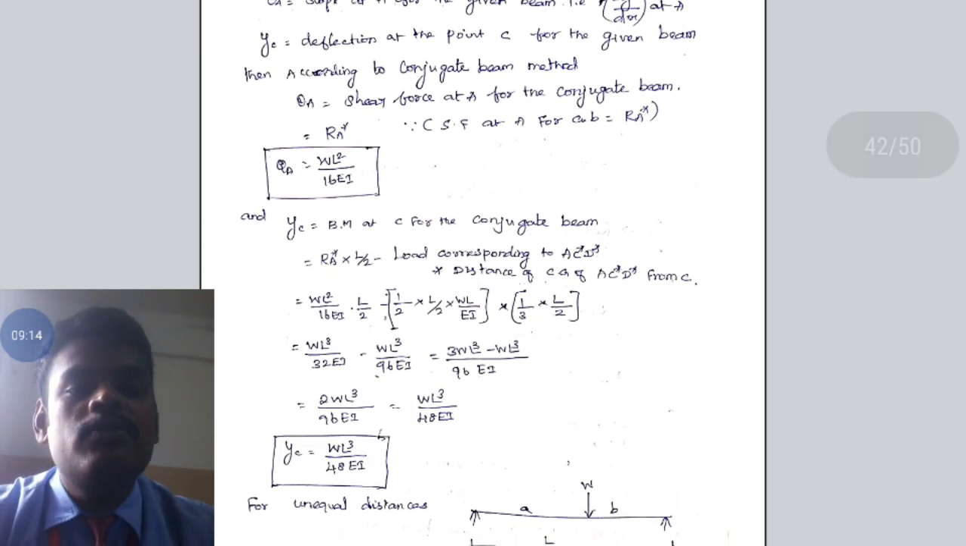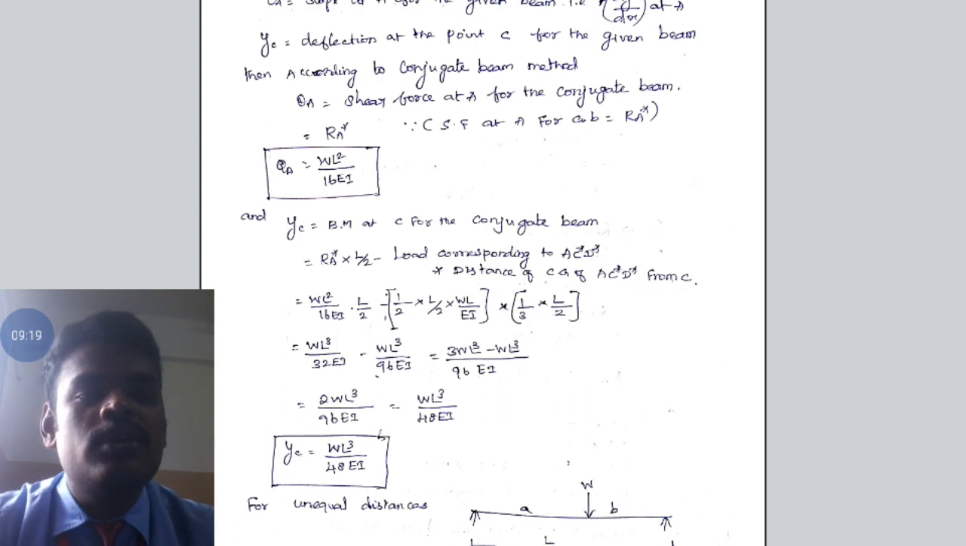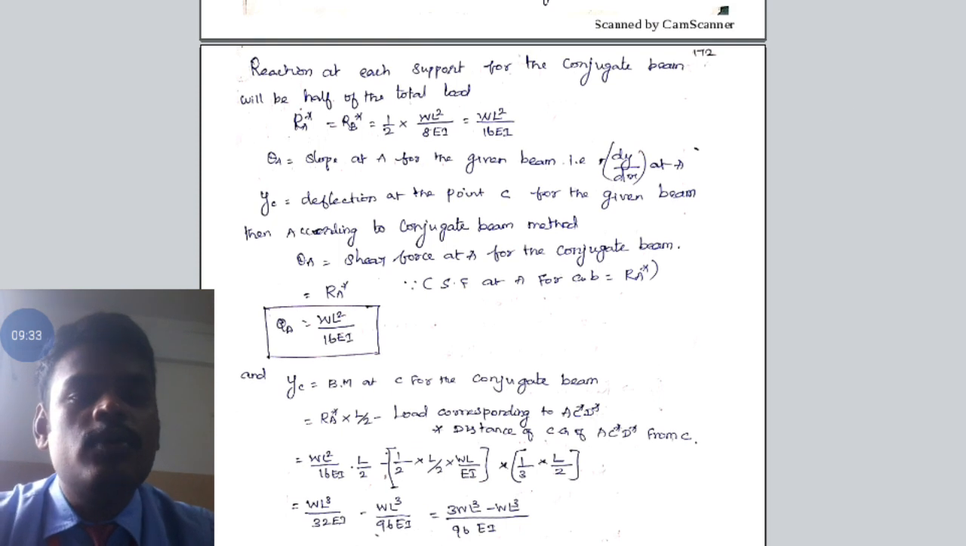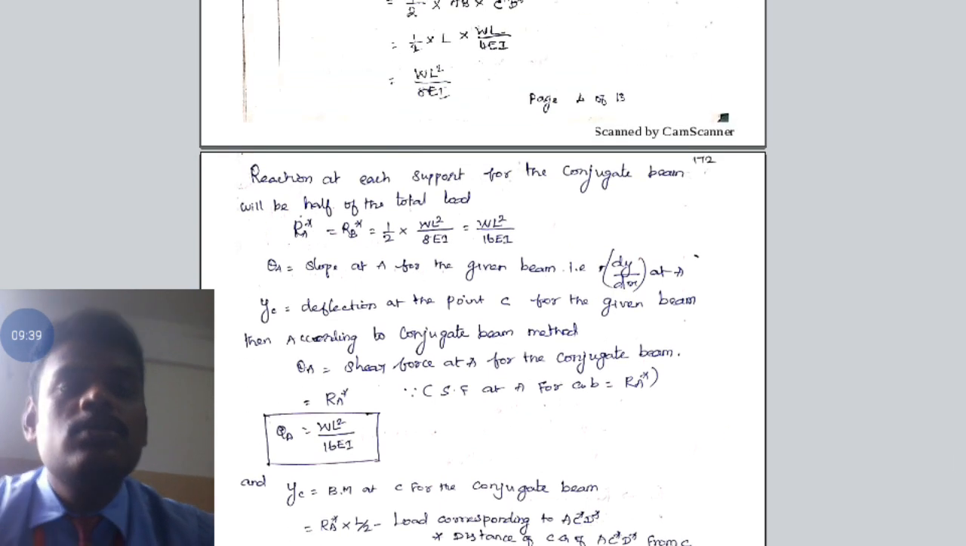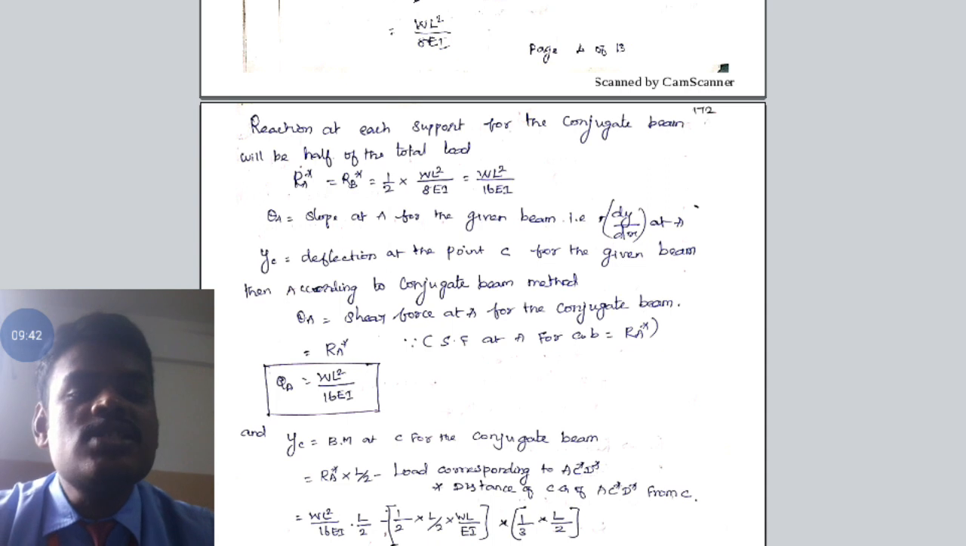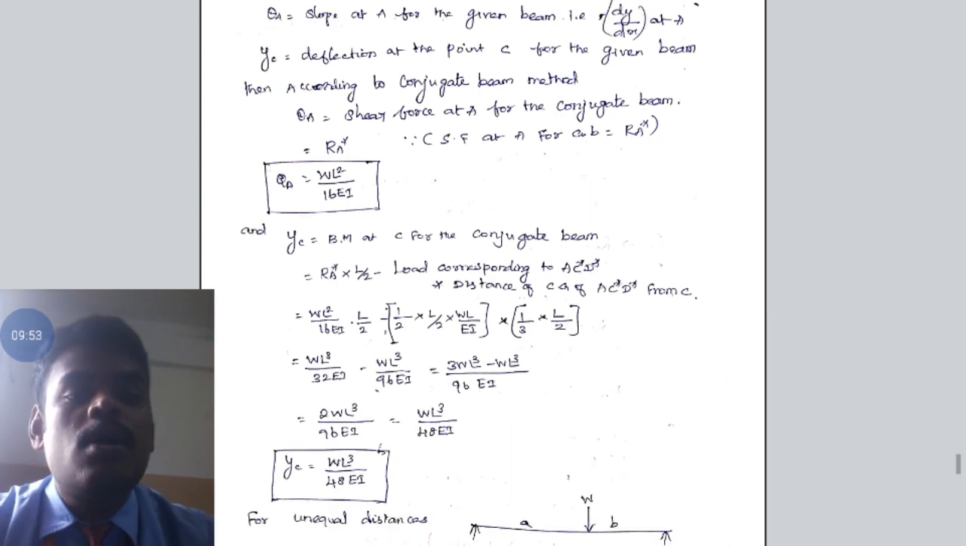Similarly, for calculating the deflection of the original beam, we have to calculate the bending moment of this particular conjugate beam. Taking moment at either support A or support B, we calculate the bending moment of the conjugate beam. Here I am taking moment at B, therefore the equation becomes RA star into total distance L by 2, minus the load corresponding to the area A C star D star into the distance of that particular area. So substitute all these values.